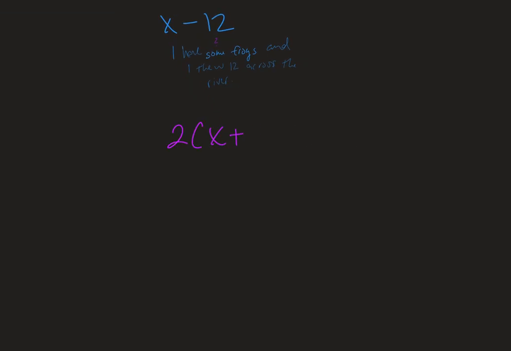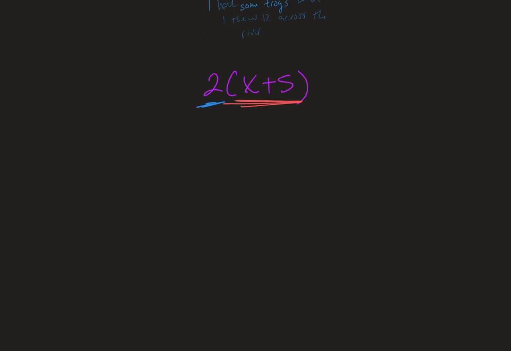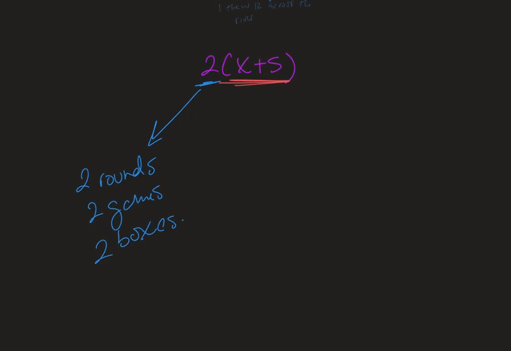So, 2 times x plus 5. There's a couple things we could do here. You could focus on the red part. You could focus on the blue part. If we focus on the blue part, it's kind of like saying I have 2 rounds or 2 games or 2 boxes, right? It's saying that you have groups involved. And if you're like, okay, well then what does that make this? That is your group. So yes, there are still groups involved, but it is what is inside of the group. So it's like some amount plus 5.